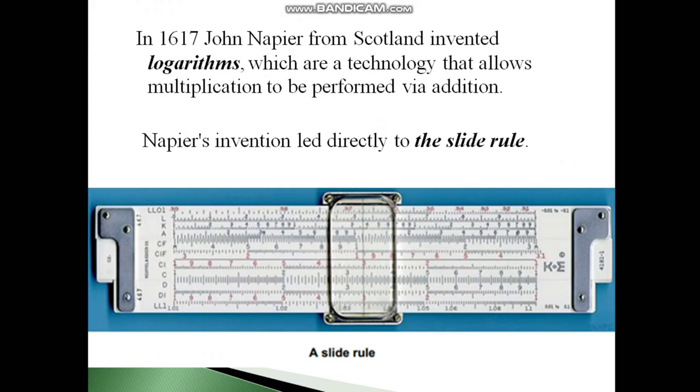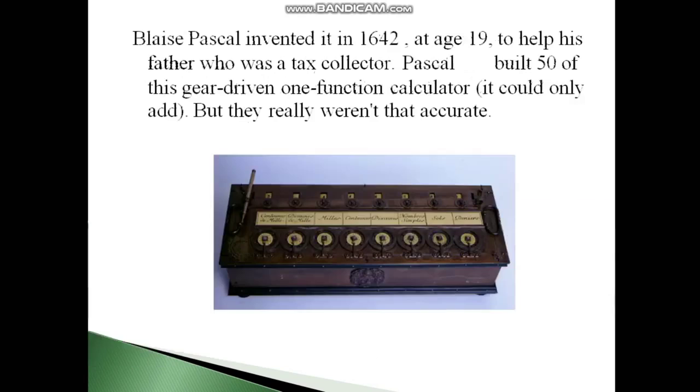In 1617, John Napier from Scotland invented logarithms, which are a technology that allows multiplication to be performed via addition. Napier's invention led directly to the slide rule. Blaise Pascal invented it in 1642 at the age of 19 to help his father, who was a tax collector. Pascal built 50 of these gear-driven one-function calculators. It could only add, but they really were not that accurate.